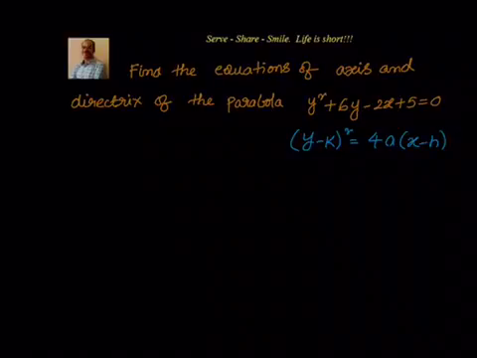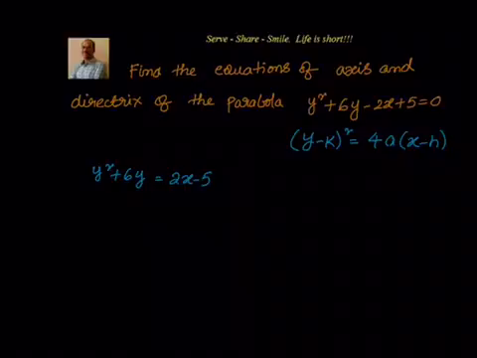Now we have to convert the given equation into this format so that we can find out the vertex h comma k, and based on knowing whether it is opening to right or left, we should be able to find out the coordinates of the focus also. So let's try to convert the given parabola equation into y minus k whole square equal to 4a into x minus h. For that, we'll first write down y square plus 6y is equal to 2x minus 5.